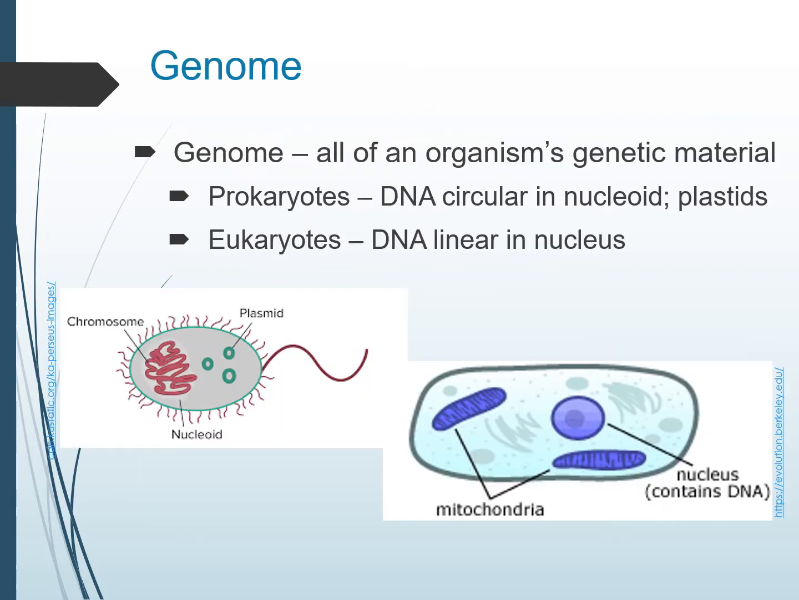Before we dive into cell division, it is important to understand that cells carry genetic material. All of an organism's genetic material is known as a genome. Notice in the left diagram, in prokaryotic cells, which are cells lacking a nucleus, DNA is found in a region known as the nucleoid, and the DNA is circular. Prokaryotes can also have small additional loops of DNA known as plasmids. In the right image, eukaryotic cells, which are cells that have a nucleus, DNA is linear, or in a line, and found in that nucleus.